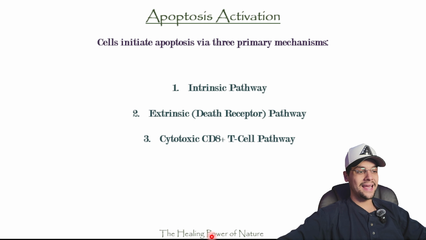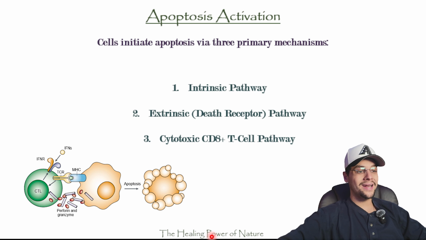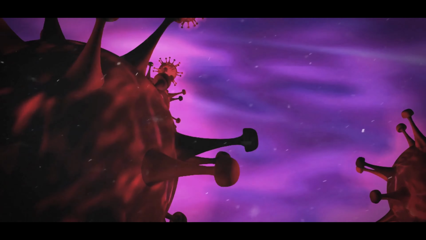Lastly, there's the cytotoxic CD8 T cell pathway. This is the assassin mechanism. What happens is CD8 positive T cells recognize infected or cancerous cells displaying abnormal antigens on MHC1 molecules. It releases two proteins: perforins, which poke holes in the target membrane, and granzymes that enter through perforin pores and activate caspases. Caspases then activate apoptosis. Remember, CD8, cytotoxic destroyer, perforin and granzymes. An example would be in viral infections. CD8 T cells kill virally infected cells.